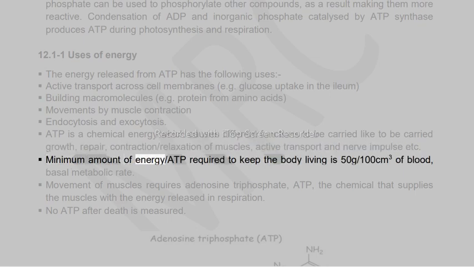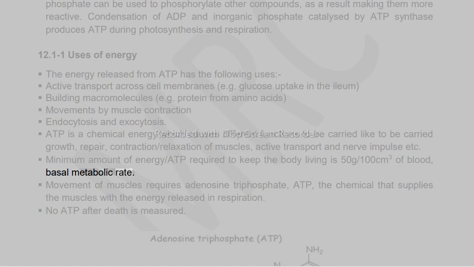Minimum amount of energy ATP required to keep the body living is 50 g or 100 cm3 of blood. Basal metabolic rate. Movement of muscles requires adenosine triphosphate, ATP, the chemical that supplies the muscles with the energy released in respiration. No ATP after death is measured.